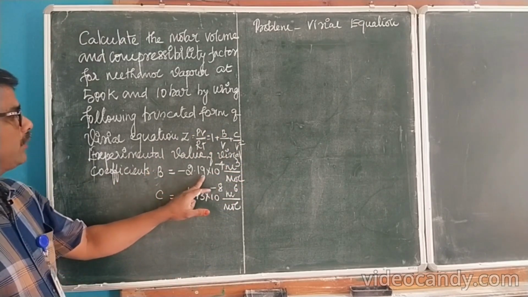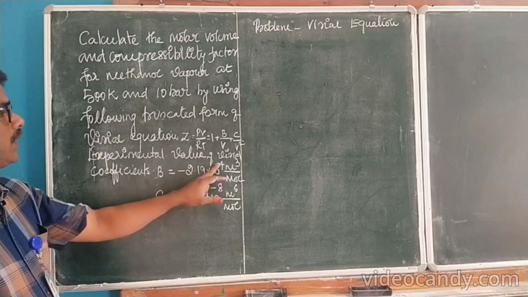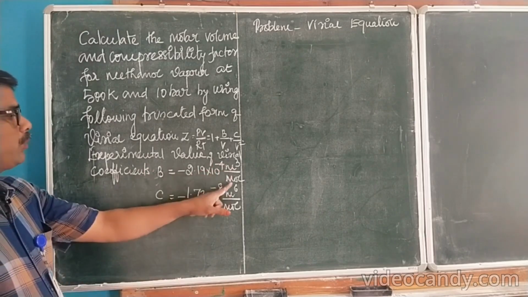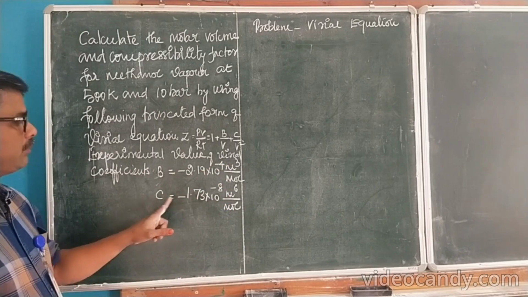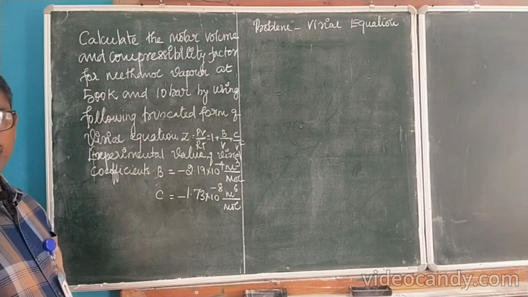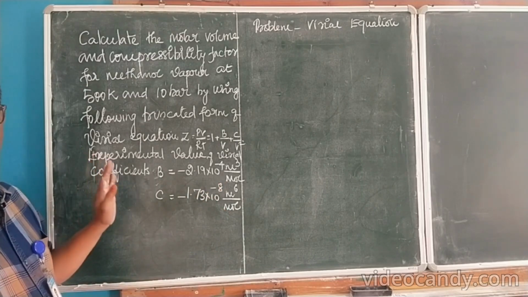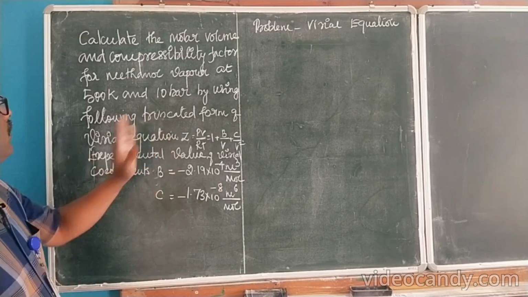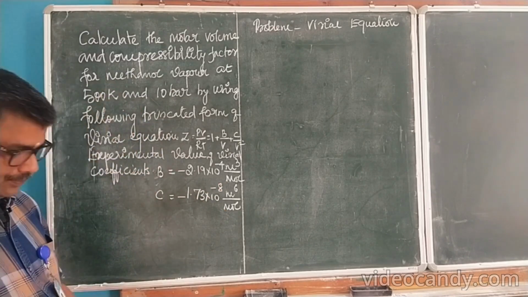B is equal to minus 2.19 into 10 to the power of minus 4 meter cube per mole. Similarly, C is equal to minus 1.73 into 10 to the power of minus 8 meter cube per mole. Now I am going to solve the problem in order to estimate the molar volume of methanol vapor.